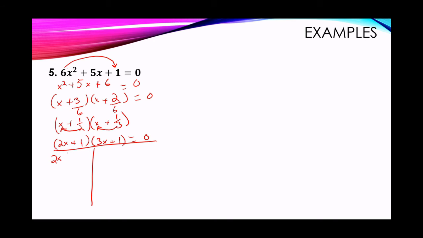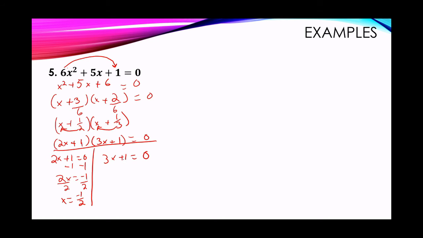So 2x plus 1 equals 0. 3x plus 1 equals 0. All right, and it's just like we've been doing, except we're going to have an extra step. So subtract 1 on both sides for the very first one. I get 2x equals negative 1. And then I got to divide by 2. So my x value here is going to be x equals negative 1/2.